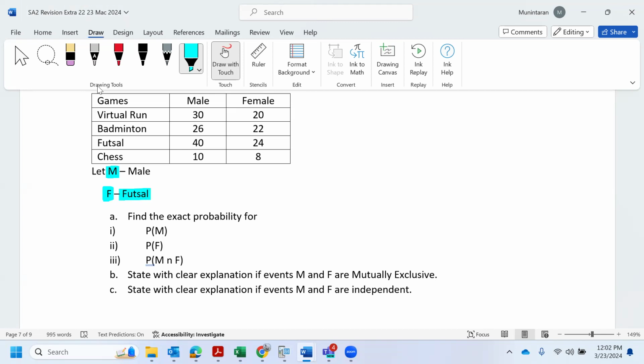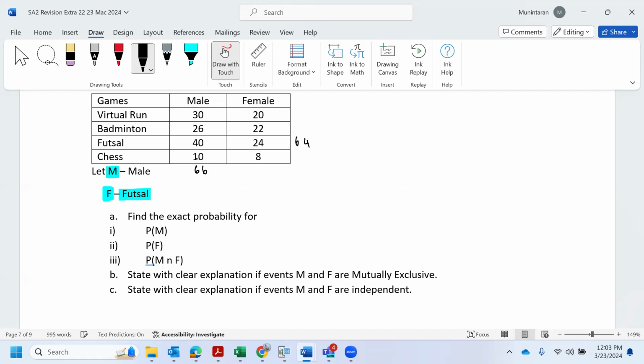Okay, so for the probability of male, you add up the male column and get the summation. Male is 66. And then the other one we are interested in is futsal, 64. These are only two events. There are so many other events, you can also get the female and the other runs, but all the other data are not important. We just wanted these two. Add up the column for the male, you get 66, and add up the row for futsal, you get 64.